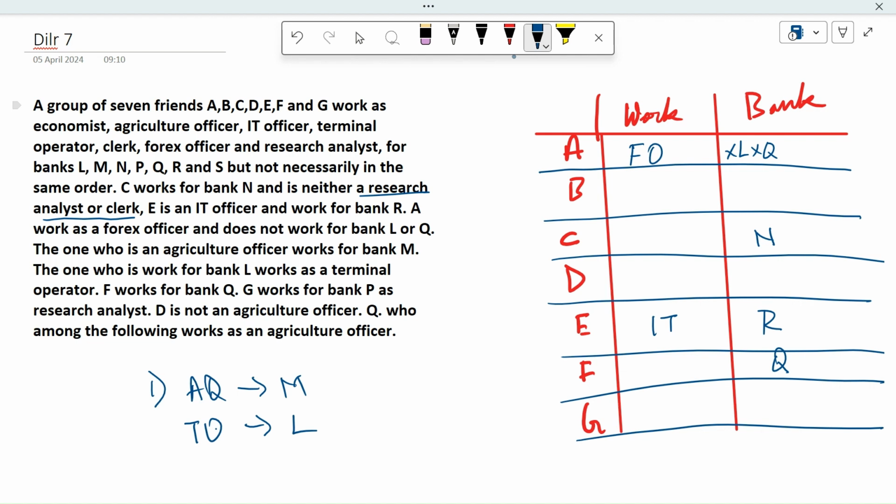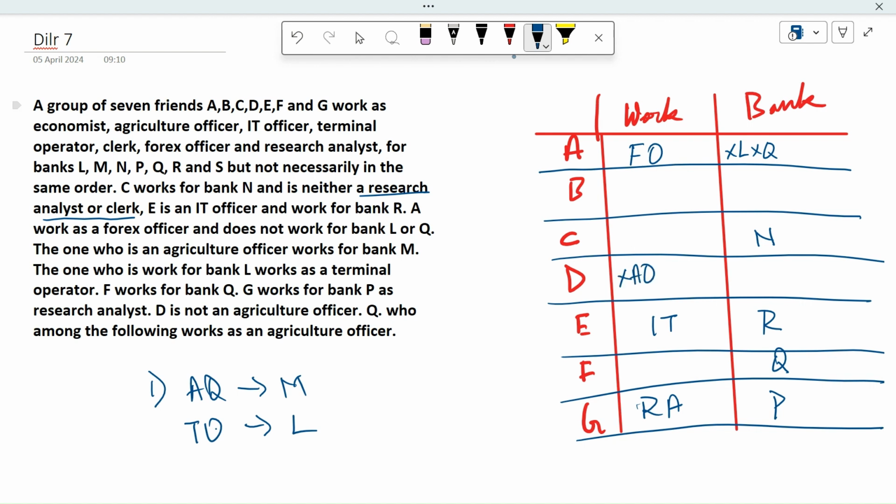G works for bank P as research analyst. Okay, so G works for bank P as research analyst. D is not an agriculture officer. Okay, not an agriculture officer.